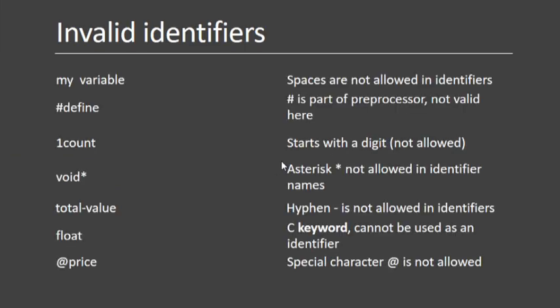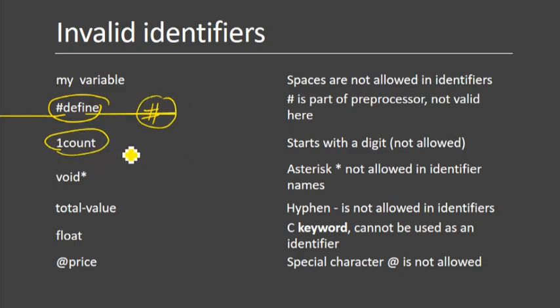Next we are going to see invalid identifiers. For example, here I wrote my variable with some blank space. You should not write like that. You should write my variable with no gap between them. This is valid. And hash define should not be used because hash is a preprocessor; a name should not start with the special character hash. Here the variable starting with a number is not valid. Here void is a data type. Star is also not allowed. Asterisk is not allowed in identifier names.